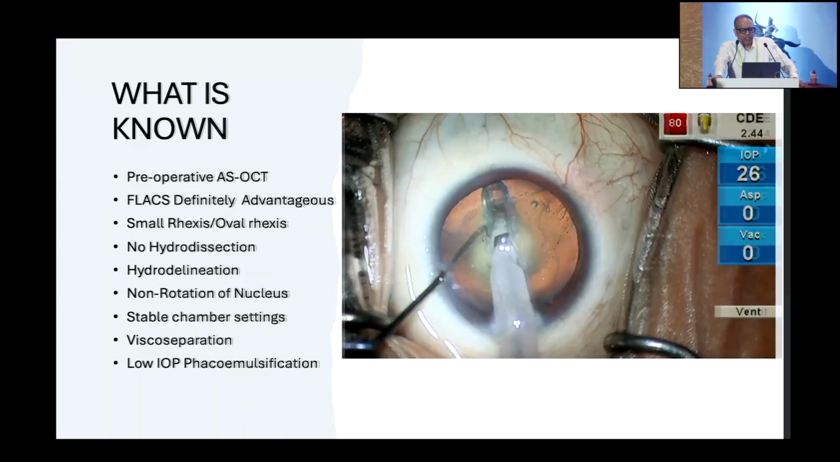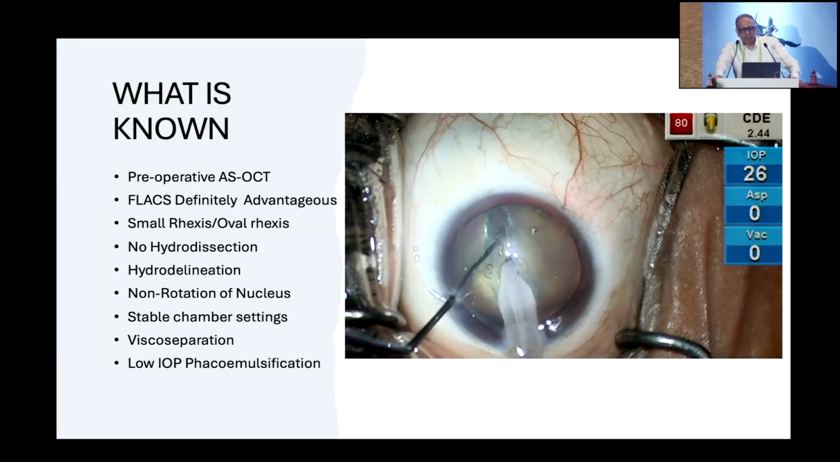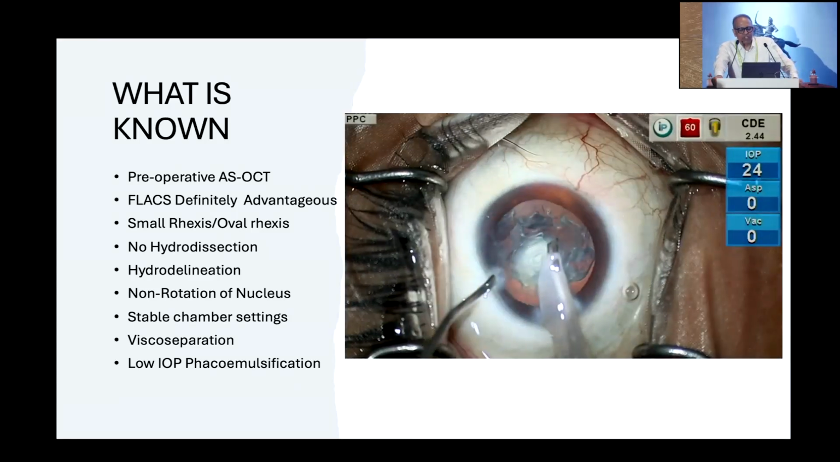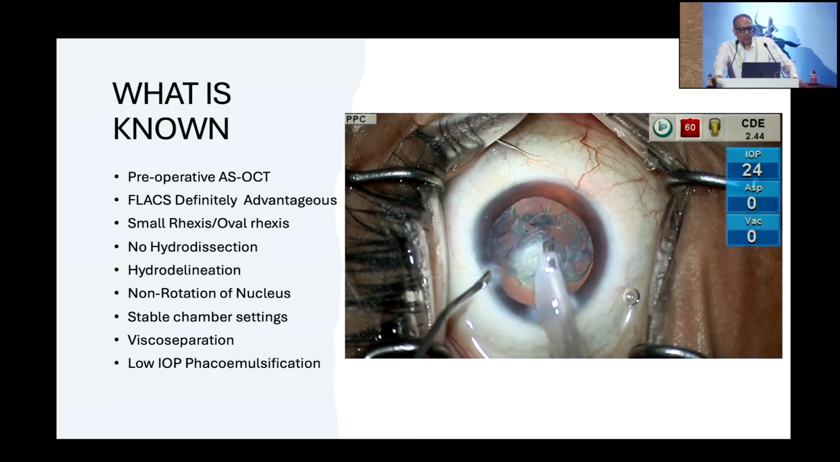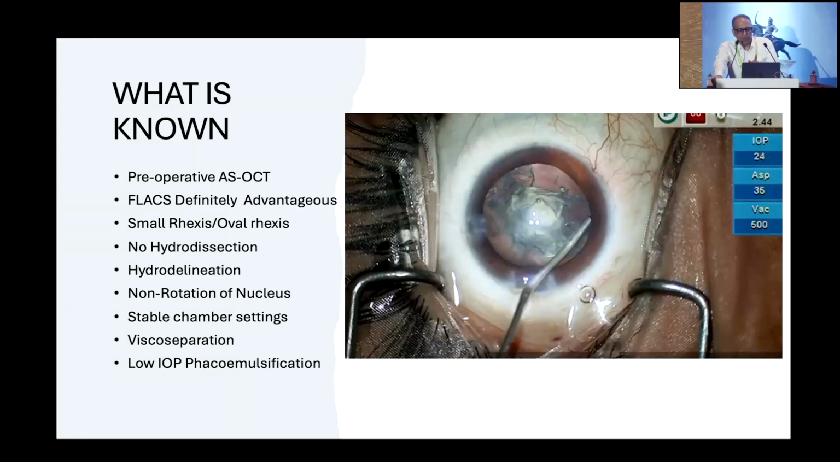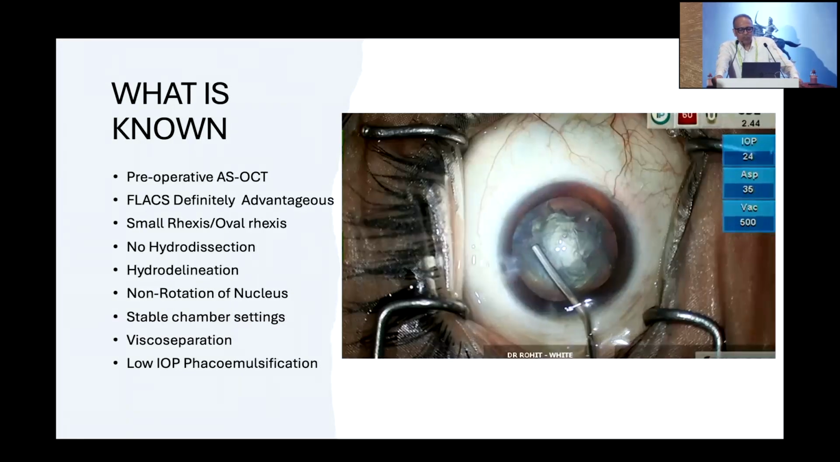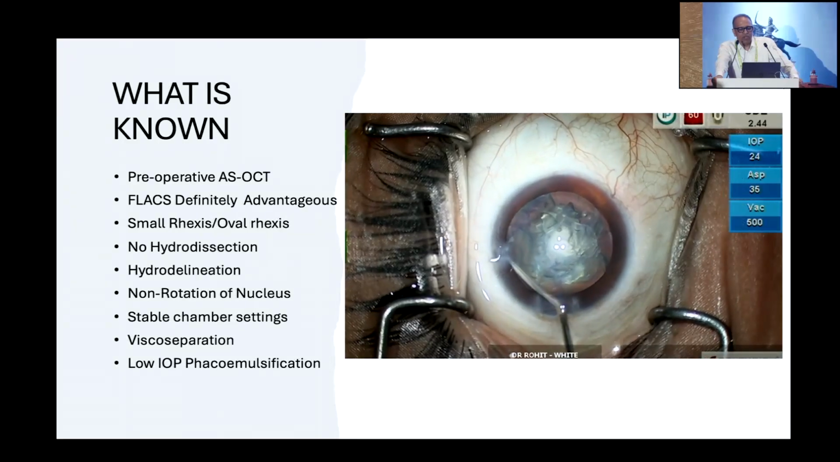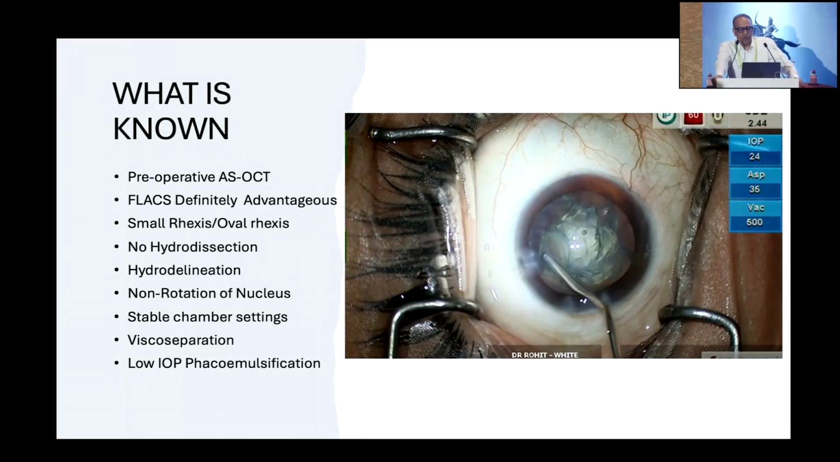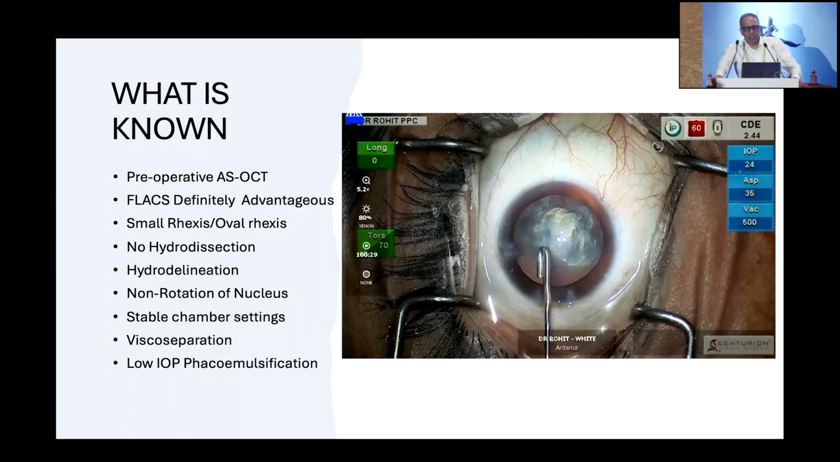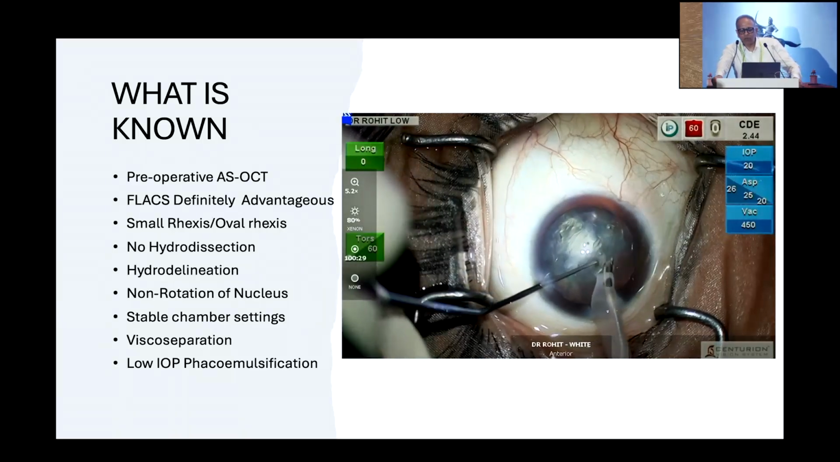This is a very soft cataract, with a pre-existing defect. So here what I'm trying to do is have stable chamber settings. Second, I'm trying to do viscoseparation. Mind you, I had not done any hydrodissection or hydrodelineation in this patient who had a pre-existing defect. The fluidics which I'm using are low fluidics of 20.